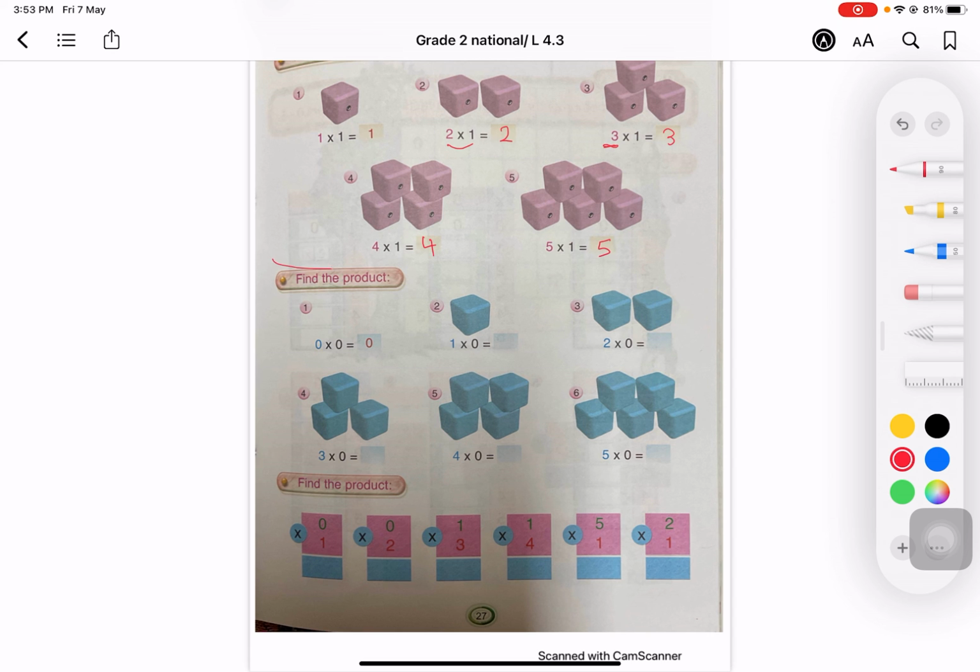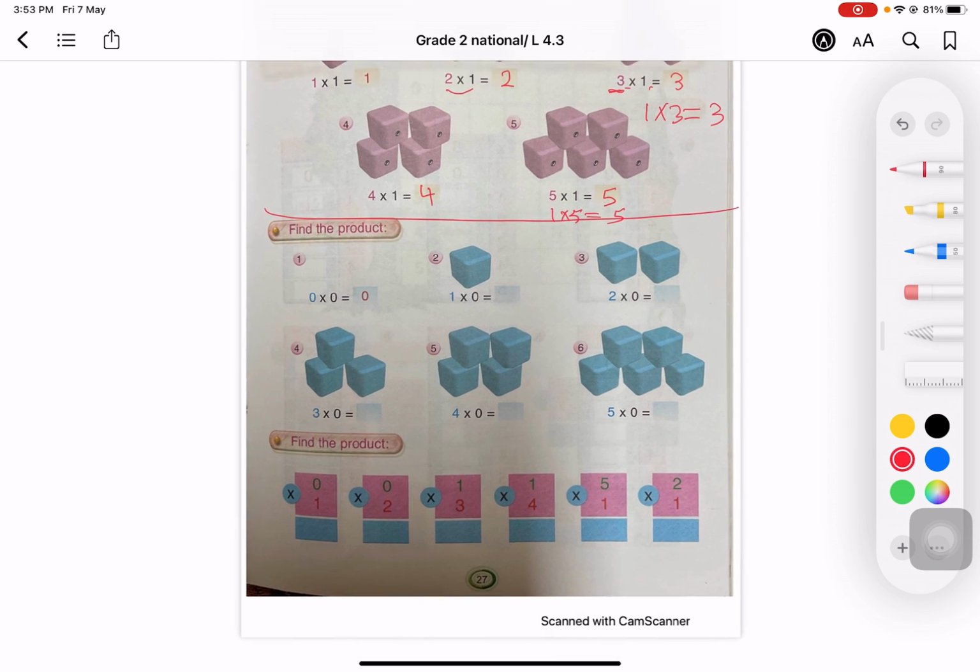So look, this is the first part of my lesson. Any number you multiply by 1, you will get the same number. Even if you multiply 1 by 1, you will get 1. And 5 by 1 or 1 by 5 also, you will get the same answer, the same product. 3 by 1 is 3, and 1 multiply 3 also is 3. So any number you multiply by 1, you will get the same number.